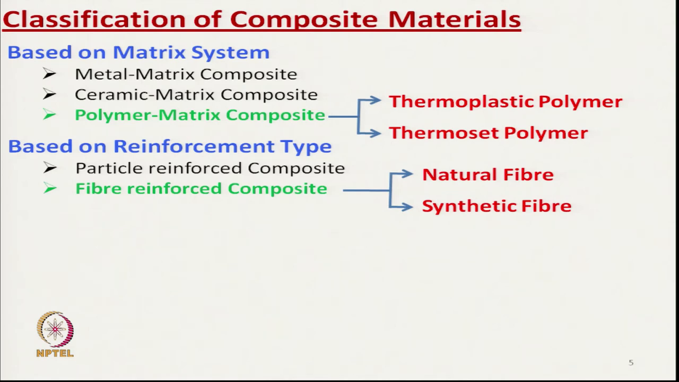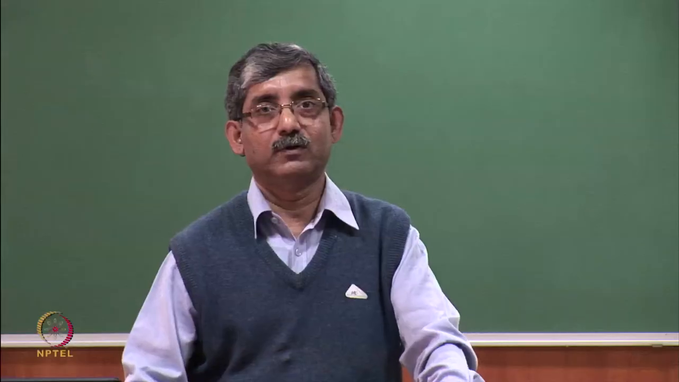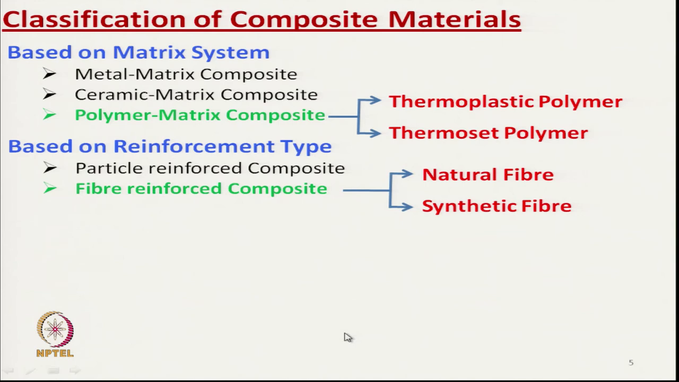I will discuss the advantages and disadvantages of all these types of composites. Based on reinforcement type, there are basically two types of reinforcement: particle reinforcement composite and fiber reinforcement composite. The fiber reinforcement composites are again subdivided into two types. One is natural fiber reinforcement, another is synthetic fiber reinforcement. Particle reinforcements are also subdivided into different classes, I will discuss.